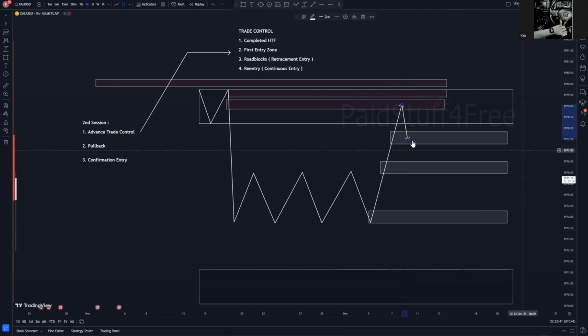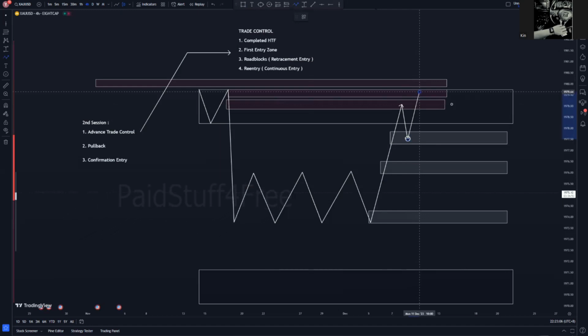When the price gets into the roadblock, there will be a confirmation entry. If there is a confirmation entry inside of the roadblock, what will happen? The price is going to go up to our sell zone again. So for example, it gets into the same zone again, and if there is no confirmation entry, the price is going to go a little bit higher.